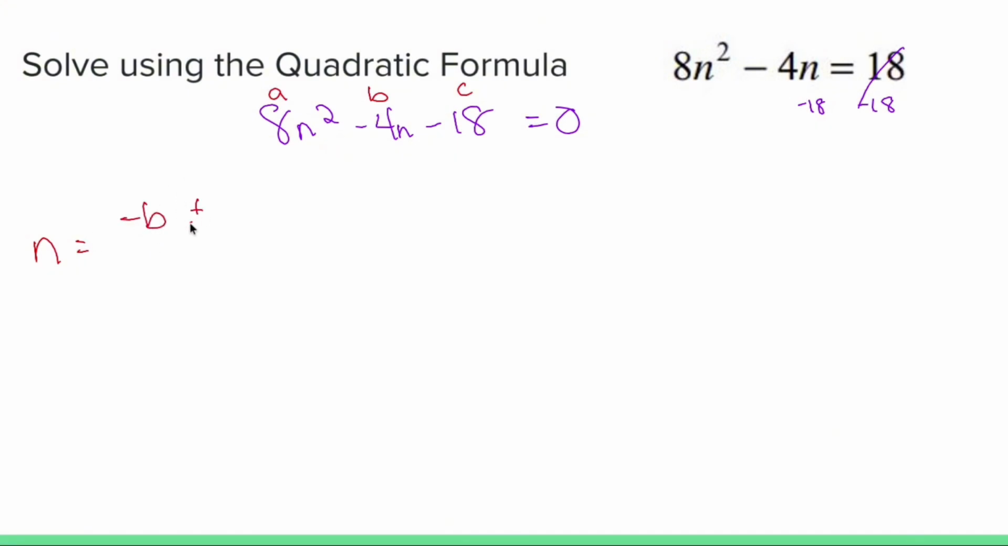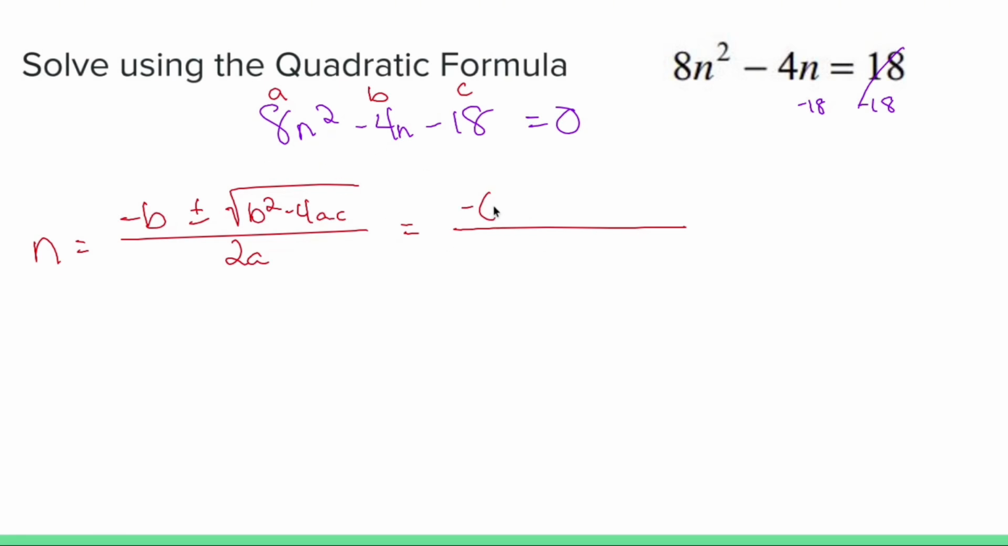n equals negative b plus or minus the square root of b squared minus 4ac all over 2a. You're welcome. Now, normally it's x equals, but this is n because we were given n. So let's plug stuff in. n equals negative 4 plus or minus the square root of negative 4 squared minus 4 times a, which is 8, times c, which is negative 18, all over 2 times 8.